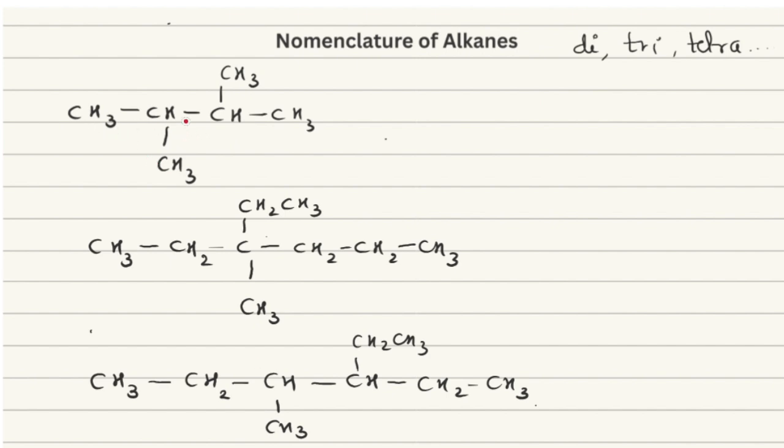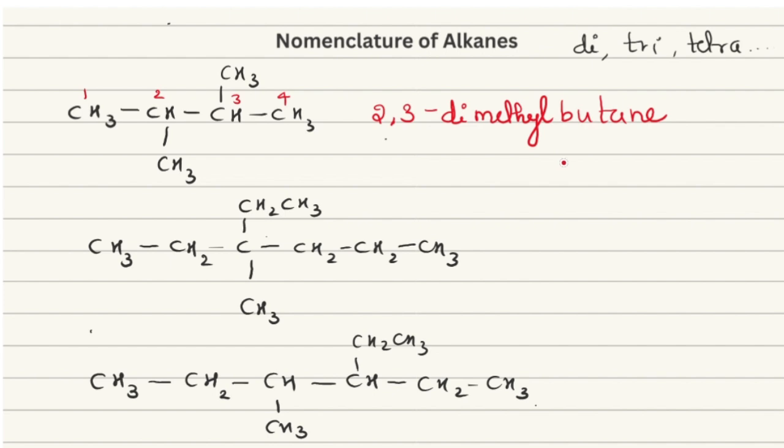The rules are very simple. Choose the longest chain and make sure that the substituents will get the least possible number. If I number from left to right or right to left, anyway, the substituents are going to get 2 and 3 in this case. Therefore, we can name this molecule as 2,3. Between 2 numbers, there is always a comma. Between a number and a letter, a hyphen. So 2,3-dimethyl, because there are 2 methyl groups, right? Dimethyl, and in the longest chain, in the principal chain, there are 4 carbons.